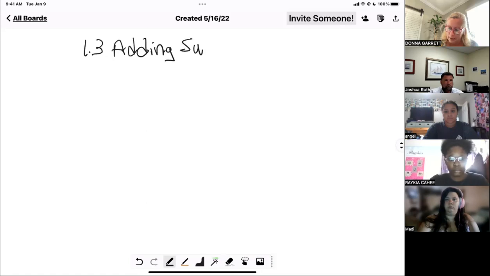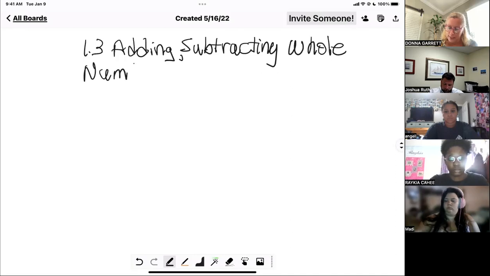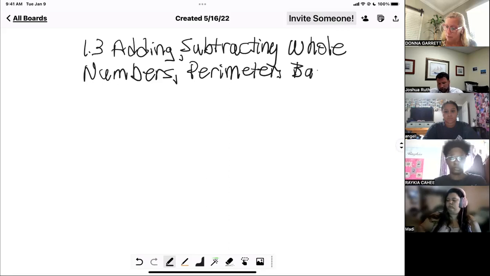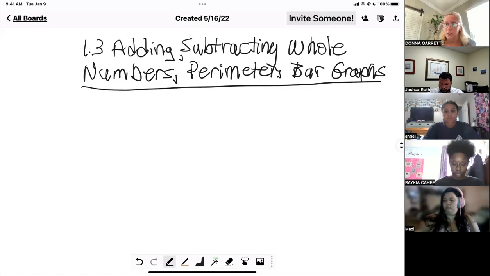Adding, subtracting whole numbers. This section has a lot to it. It also has perimeter and bar graphs. They throw a whole bunch of stuff into one thing. So adding and subtracting whole numbers, perimeter, and bar graphs.